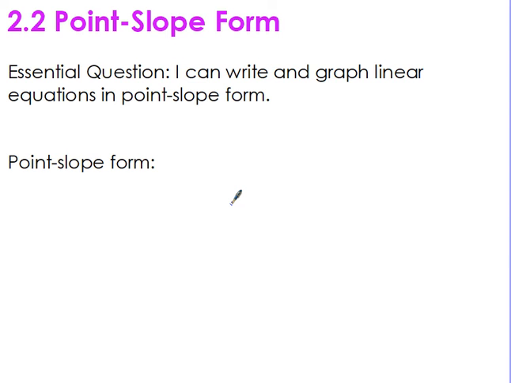Point slope form. So this is a different formula for graphing lines. Point slope form is y minus y1 is equal to the slope times x minus x1.